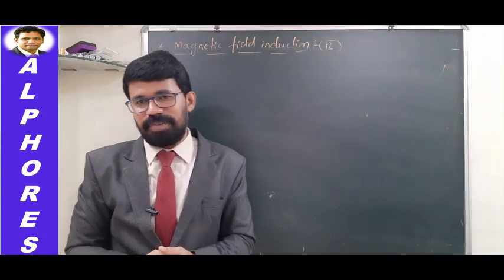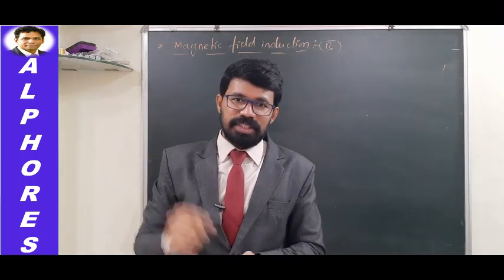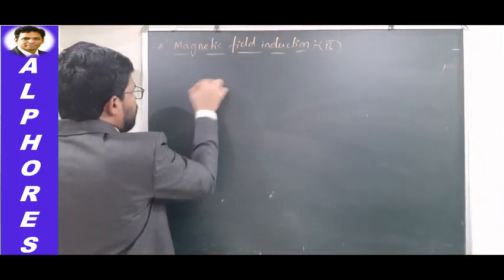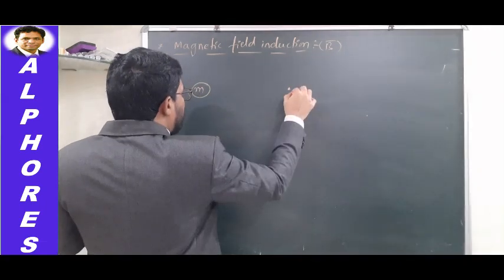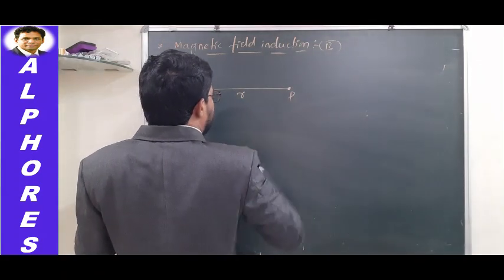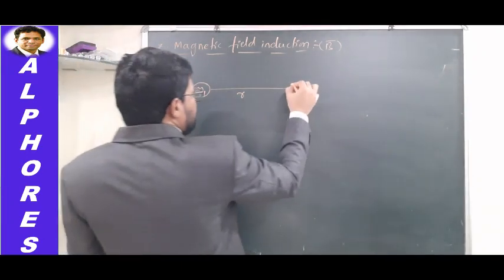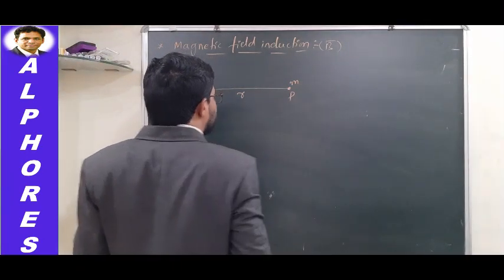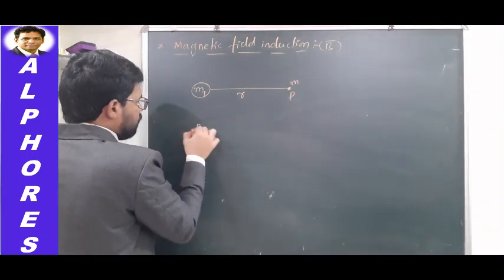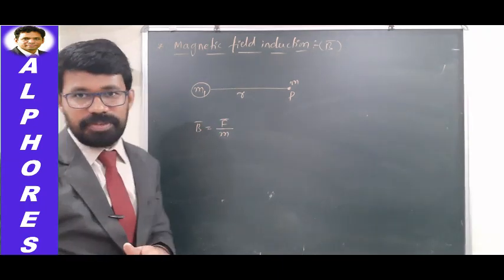Electric field intensity, how was it defined? It was defined as force per unit charge at a point, isn't it? So similarly here also, if you consider a magnetic pole, and somewhere here you have one point P at a distance R, let us say this pole strength is M1. Let us say another pole is placed whose strength is M. Magnetic field induction at this point can be expressed as magnetic force per unit pole strength.